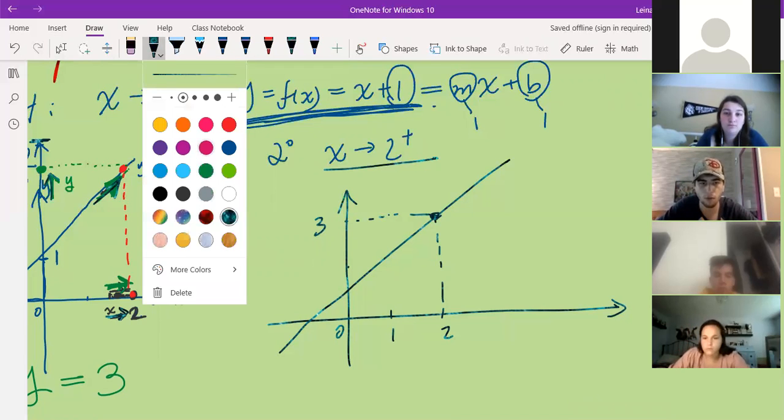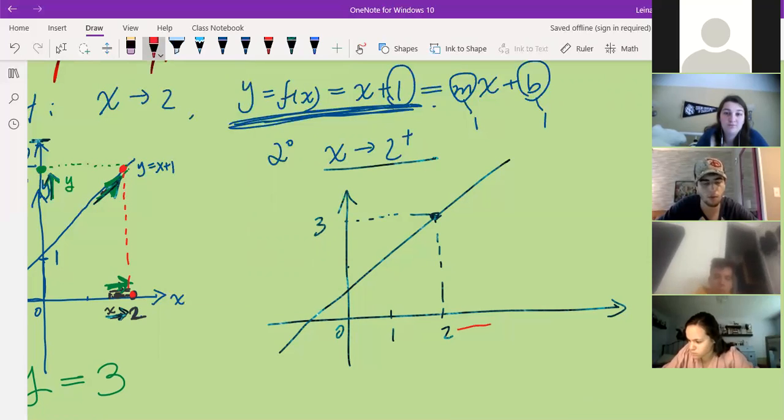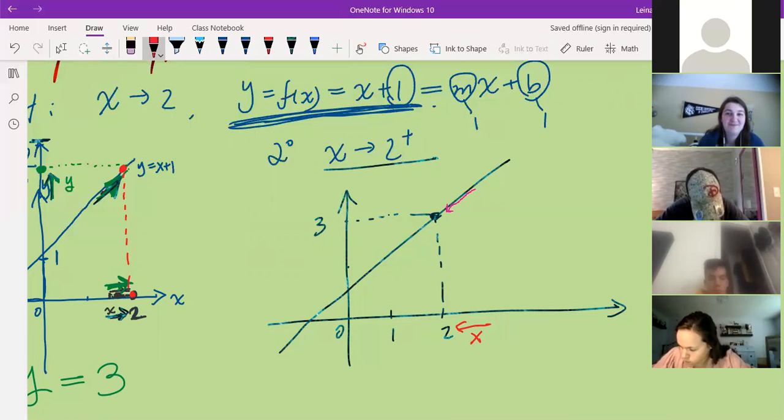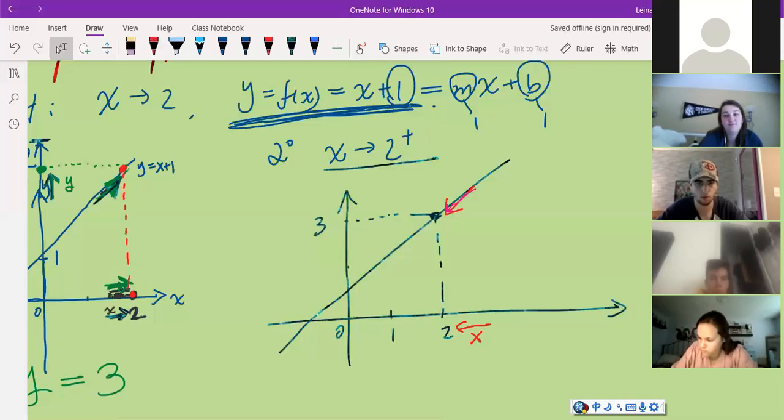First of all, look at your x. X should be going this way. Thank you, Jordan. So the points are moving downwards along this line. What happened to the y's? What happened to the y? What's the behavior of the y's?